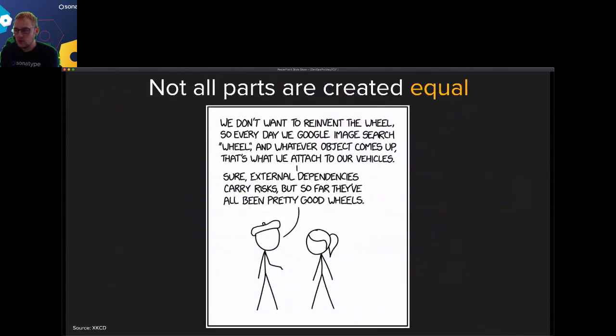But not all parts are created equal. It's hard to know if you select a library, is it going to go vulnerable? There are lots of updates. There is lots of movement within these open source projects. They're adding in new features. Sometimes it's hard to keep up with those new features. But does that leave us vulnerable to bad vulnerabilities?